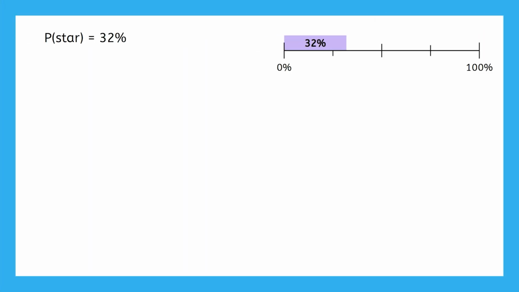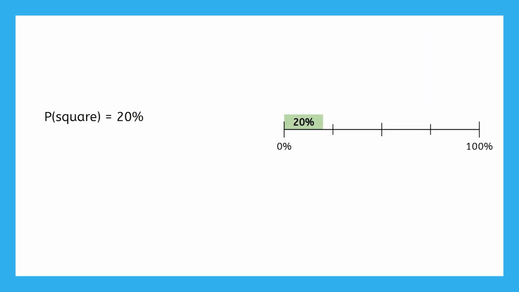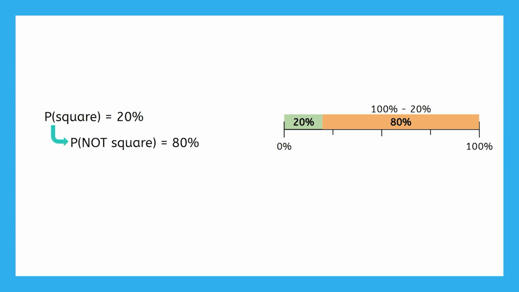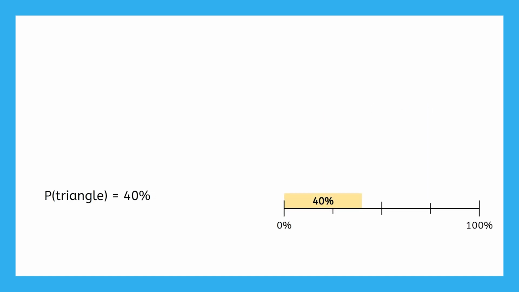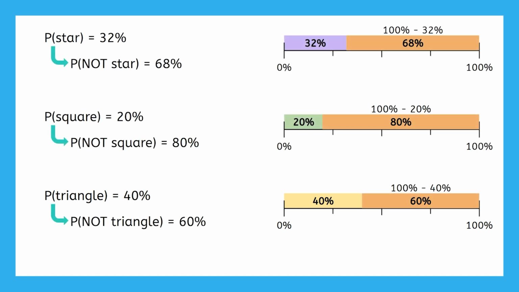P of star mark is 32%. That means the remaining part of the whole, 68%, is what's left as the probability that I do not get a star. P of a square mark is 20%. So the other remaining 80% represents the probability of all of the other outcomes, the ones where I do not get a square mark. And lastly, P of a triangle mark is 40%. So the probability that I do not get a triangle is 60%. Nicely done.